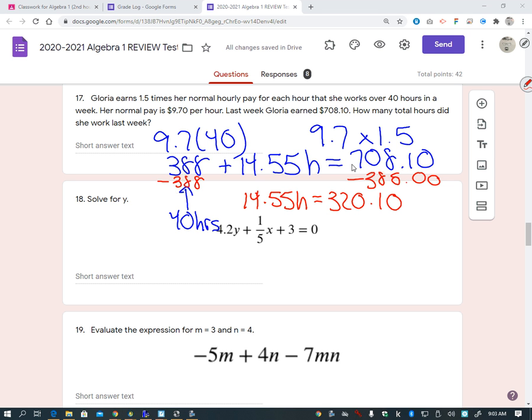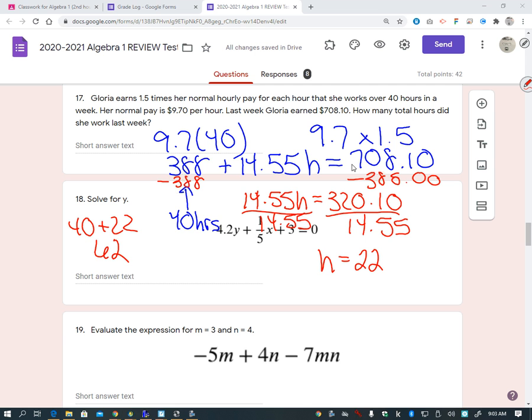Divide by 14.55. All right. So what is it? 22 hours. So if we want to know how many total hours she worked last week, is it 22 hours? No. What do we do? Add 40 plus 22. So she worked 62 hours. Okay. And that's 62 hours in a week, right?